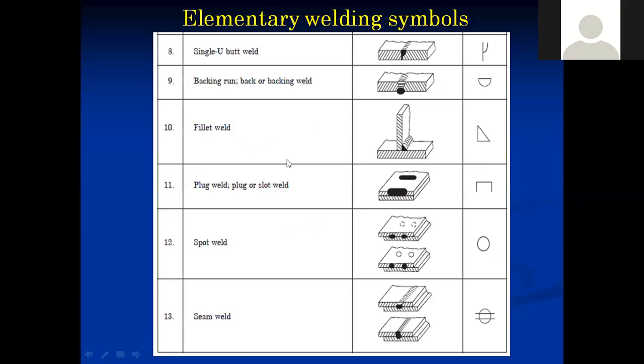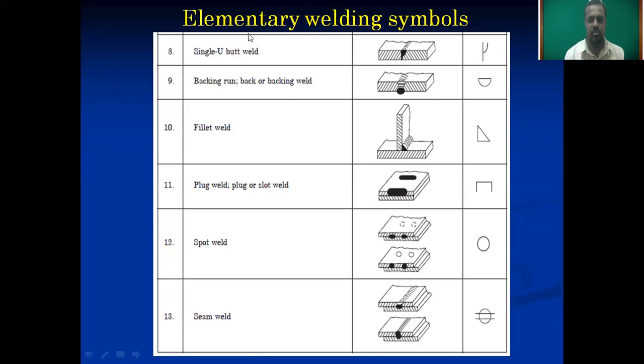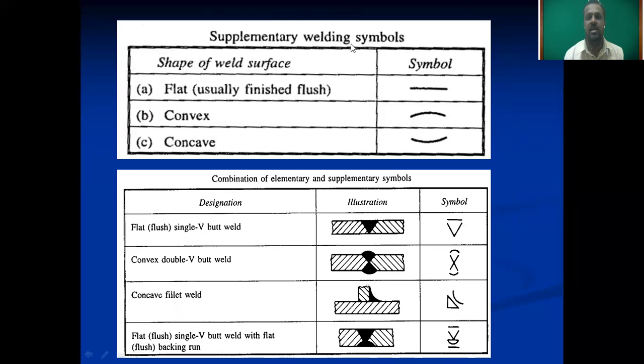Okay, now next symbol. The next symbol is the supplementary welding symbol. Whatever symbols we have seen here are called elementary symbols. These are the elementary welding symbols. Now we are going toward the supplementary welding symbol. What is meant by the supplementary welding symbol? What is meant by supplementary?